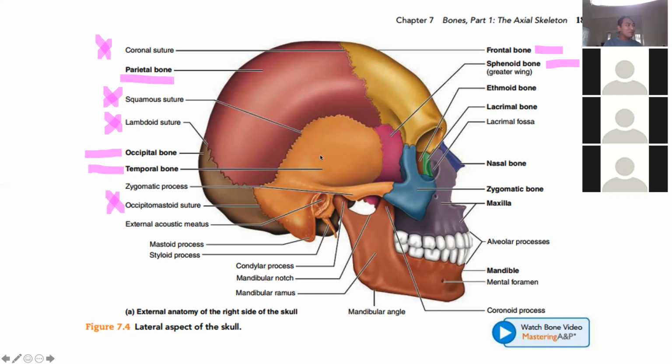And this bone, they have given the name squamous. This part of the bone is, as I say, thin and flat.